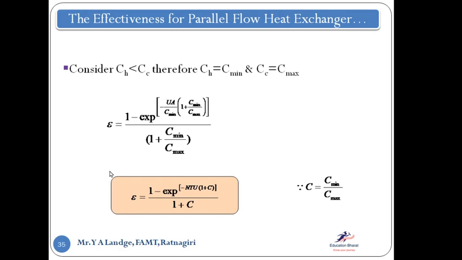So the effectiveness for the parallel flow heat exchanger is 1 minus exponential of minus NTU times 1 plus C, upon 1 plus C.